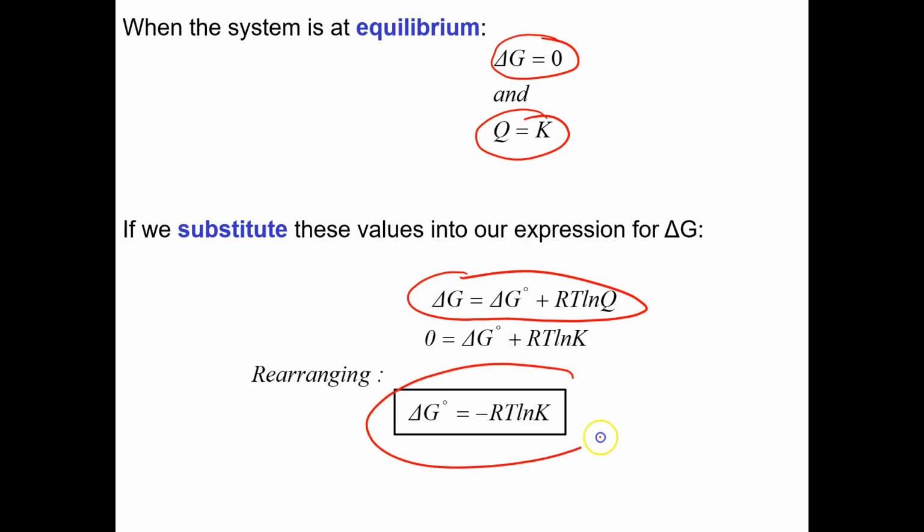Or alternatively, we can say that the standard Gibbs free energy change for a reaction is equal to minus RT log K. So what this really means is if I have the standard Gibbs free energy change for a reaction, I can get K, and vice versa. If I have K, I can get the standard Gibbs free energy change for my process.